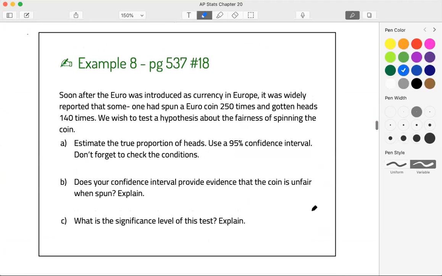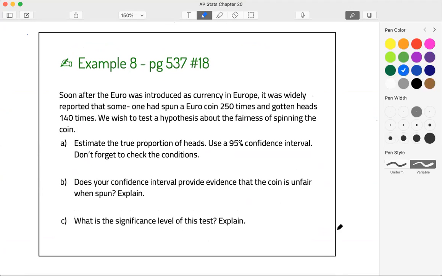All right, so that brings us to example 8. Soon after the euro was introduced as currency in Europe, it was widely reported that someone had spun the euro coin 250 times and gotten heads 140 times. So we wish to test the hypothesis about the fairness of spinning the coin. So in part A, we're going to estimate the true proportion of heads using a 95% confidence interval.